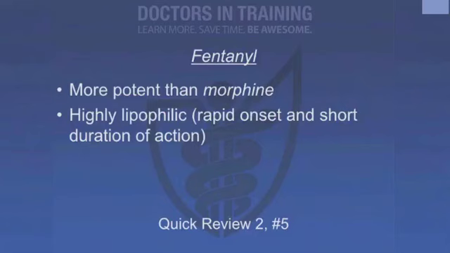Next question, what properties of fentanyl make it a useful medication for anesthesia? Well, it's more potent than morphine. It's got a very strong analgesic effect, about 100 times more potent than morphine. And also, it's highly lipophilic, which means it has a rapid onset of action and a very short duration of action, as we mentioned. So you can give IV fentanyl during anesthesia. It's very useful for that.